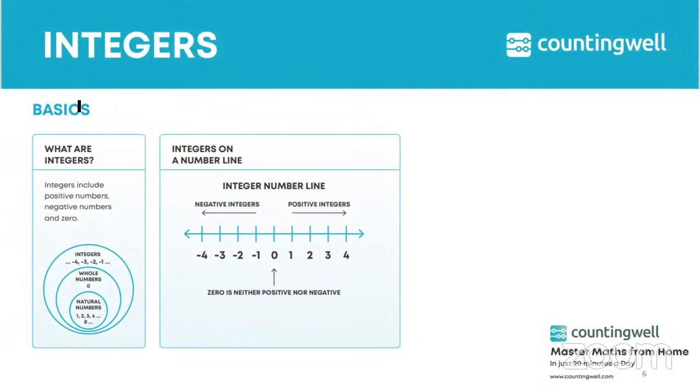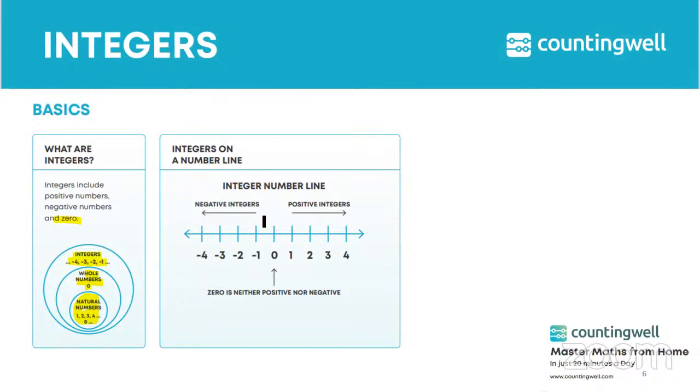Let us see some basics from the chapter integers. Integers are nothing but positive numbers, negative numbers, and 0. So it is the set of whole numbers along with the negative numbers. Here you can see natural numbers are counting numbers, and if we add one element, 0, to that set, we get whole numbers. And when we have negative numbers as well, in addition to whole numbers, we get the set of integers.